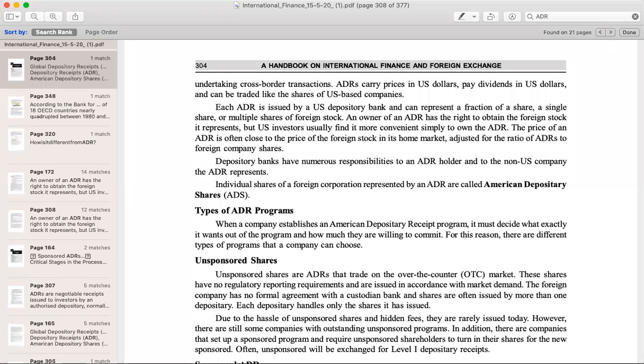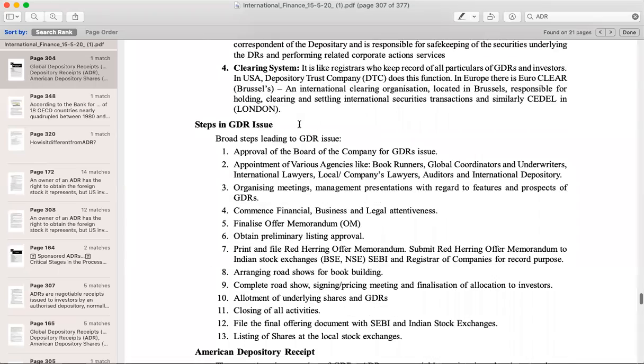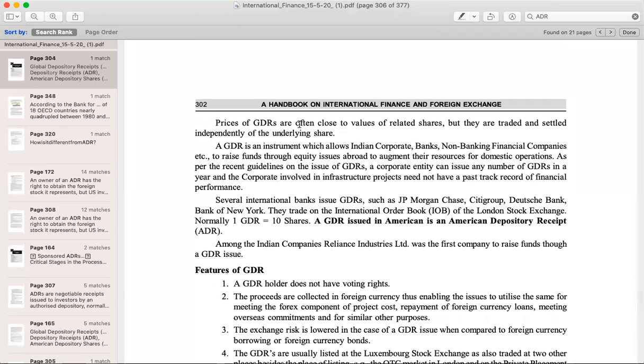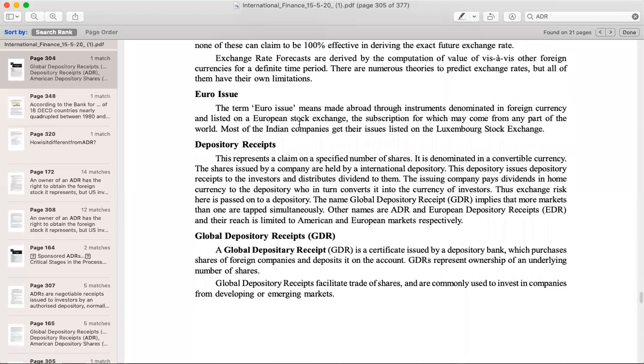with ADR, GDR, Global Depository Receipt. So when I said Global Depository Receipt, what is Global Depository Receipt? What are the features of Global Depository Receipt? What are the steps in issuing Global Depository Receipts, and who are the parties involved in the issue of Global Depository Receipt? What actually is this Global Depository Receipt?